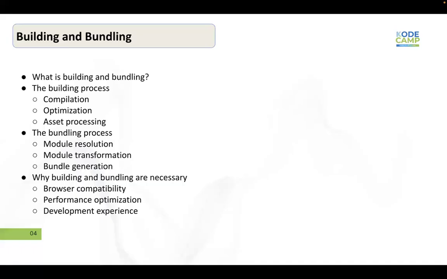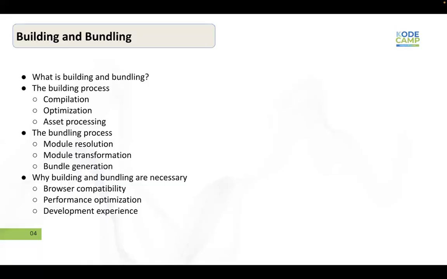So for asset processing, we have file copying. It copies static assets to the output directory. It compresses and optimizes images, and also generates different image formats. So for front end, there's also CSS processing, like auto prefixing, minification, and all of that.